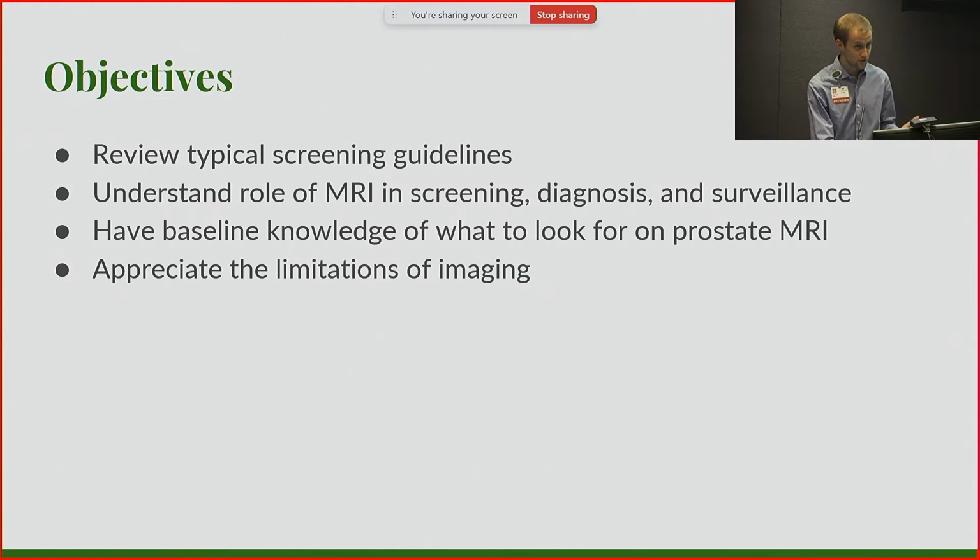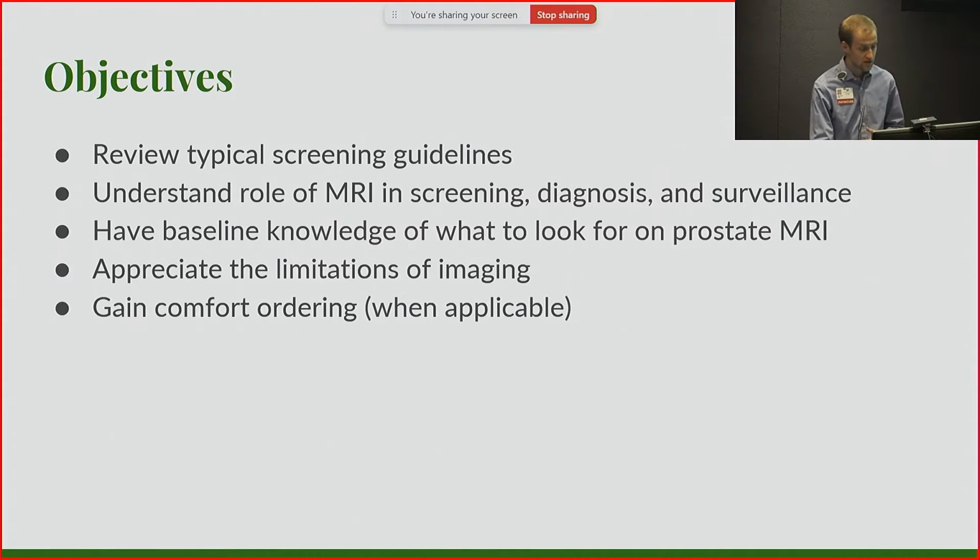I think it's also important to know what imaging can't do and what it can't tell us, and so to know a bit of the limitations. And hopefully, especially for the primary care audience, gain some comfort ordering these. I think most of the time, we in urology are the ones ordering it, but I think there's plenty of patients who I'd be perfectly fine with the primary care community ordering the MRI prior to referrals. We'll talk about that a little bit.